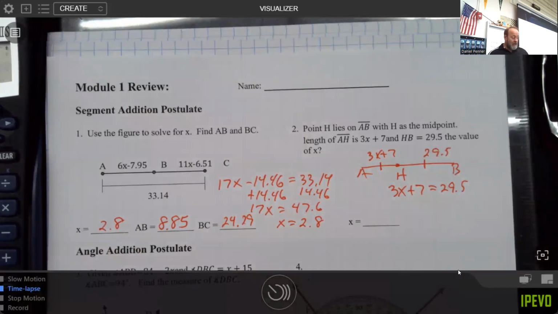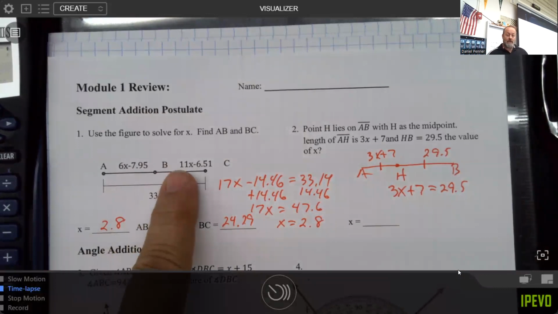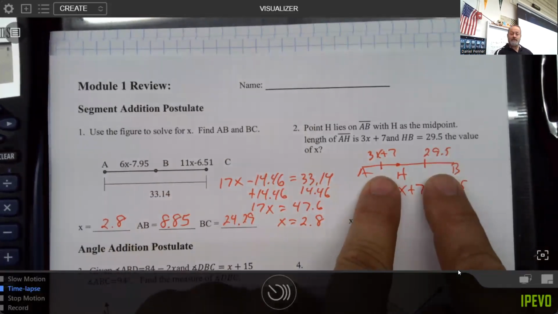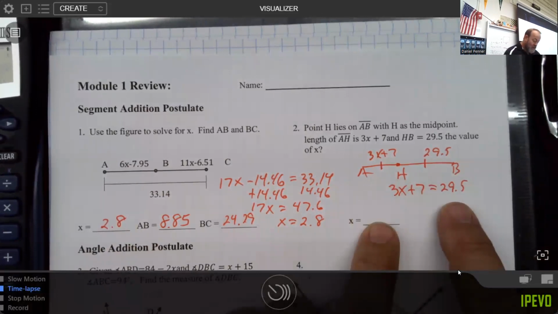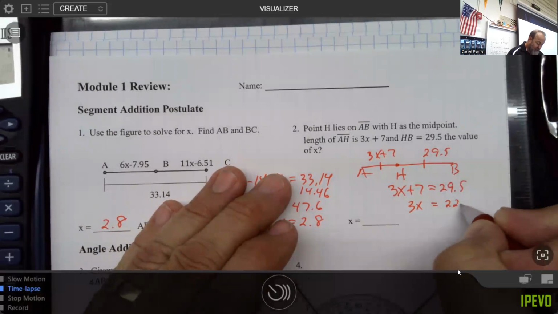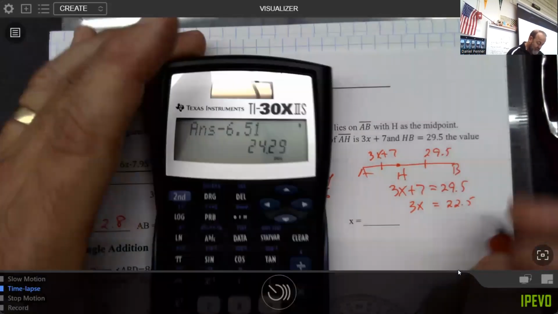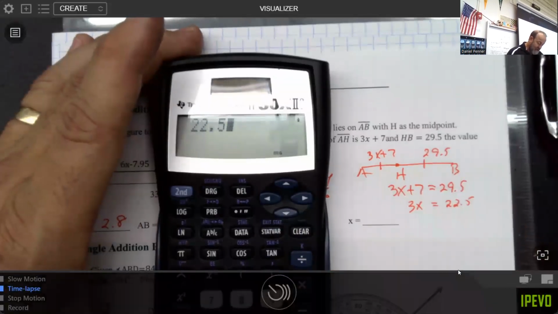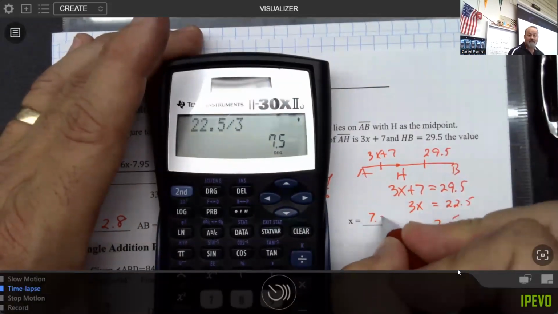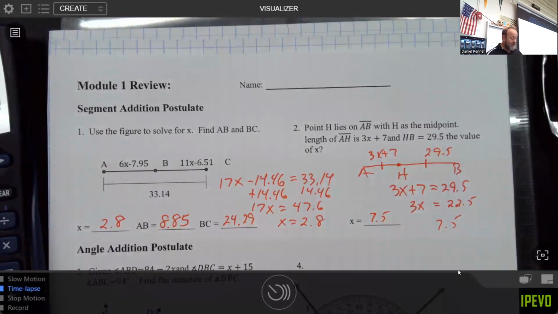So rather than doing left side plus right side equals the whole thing on this one, because it's specifically a midpoint, I could just say the left side and the right side are identical. So let's go ahead and subtract 7 from both sides. And then if I divide by 3 on both sides, I got a nice easy answer of 7.5. And in this particular case, we were actually done with that problem. That's all I asked for.